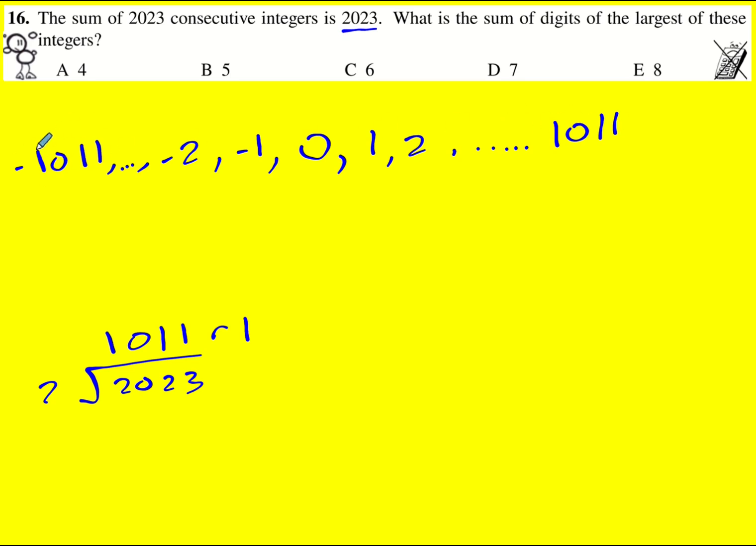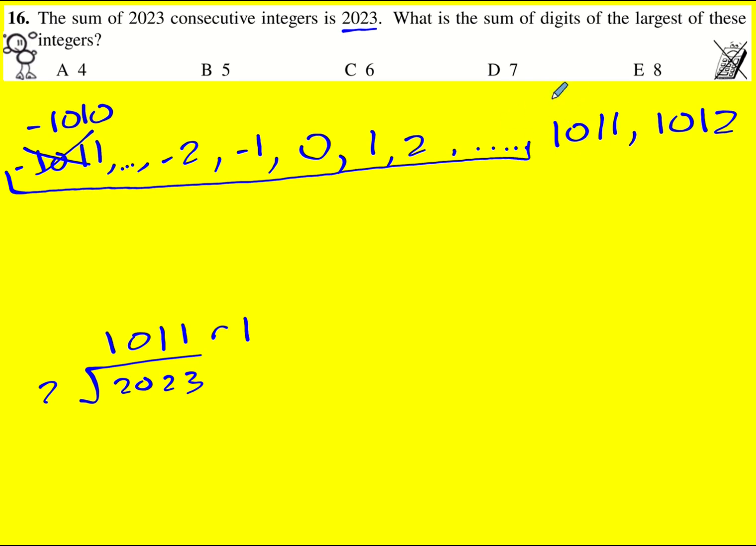So actually, I don't want to include this 1011. I think the smallest is going to be minus 1010, because now that means I can add another one over here, which is going to be 1012. And that's going to work because this bit here is going to cancel out up to 1010. And I've got these extra two, and you can see that they are going to indeed sum to 2023. So the largest is 1012, and the sum of the digits is going to be 1 plus 1 plus 2. It's going to be 4.